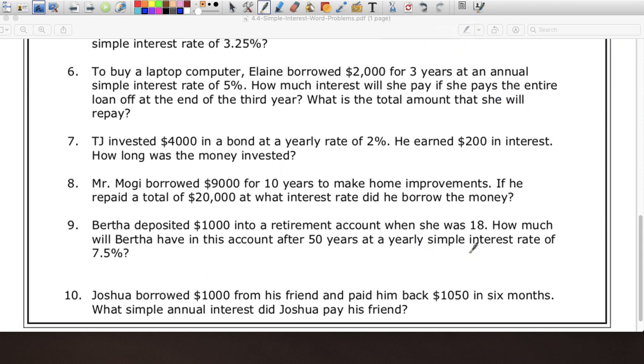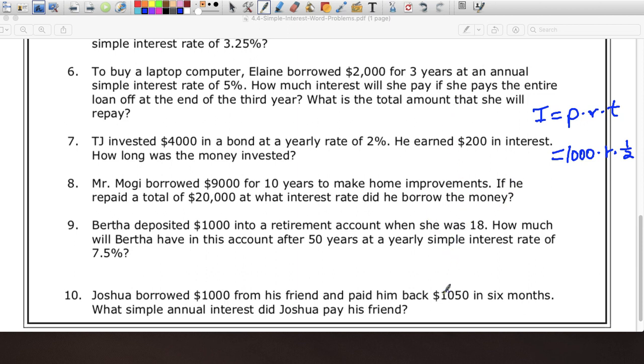Last one. I equals PRT. Joshua borrowed $1,000 from his friend and paid him back $1,050 in 6 months. What simple annual interest did Joshua pay his friend? Well, that was nice of Joshua. So Joshua borrowed $1,000. We don't know the interest rate. And the time was what? 6 months or half, or 0.5, because 6 months is half a year. And how much did he pay his friend in interest?